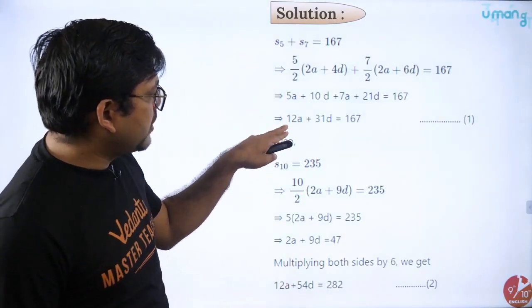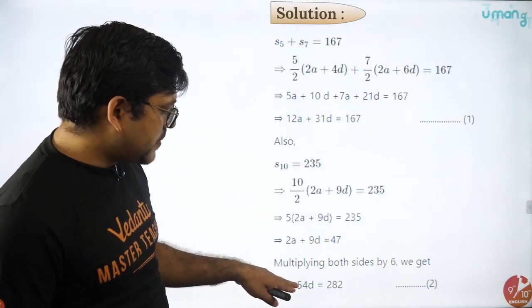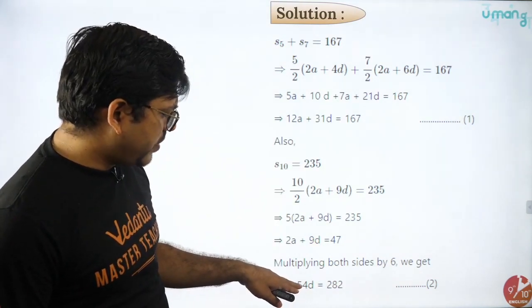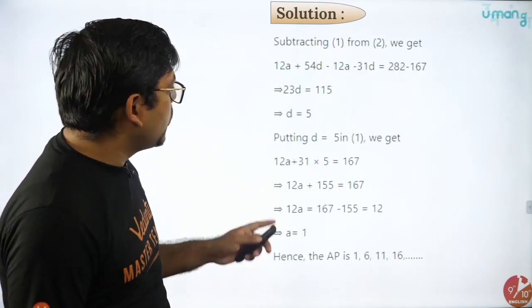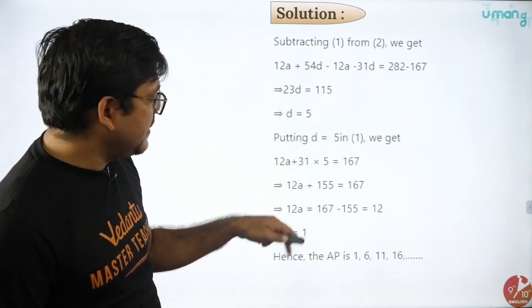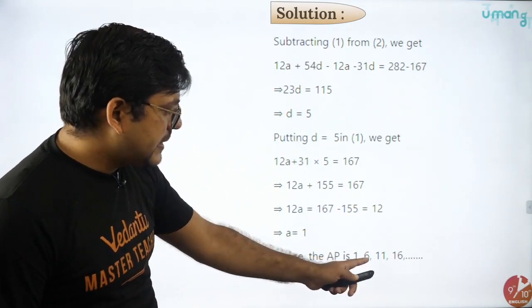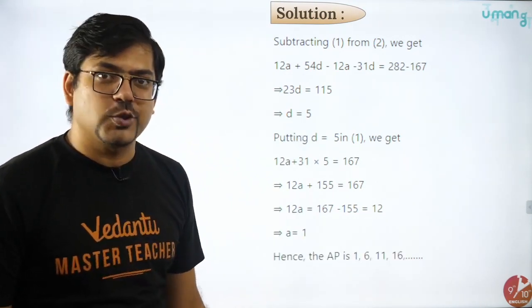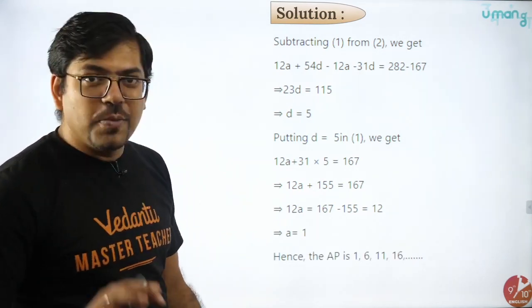See, they have also done the same thing. 12a plus 31d equals to 167. 12a plus 40, no, they have done 54. I don't know how. Something they would have done. Let's leave it. So d equals to 5 is the final answer and a equals to 1. What we also got, so 1, 6, 11, 16. What I was talking about. And this is that simple. Okay? Fine. So I hope you all understood that.